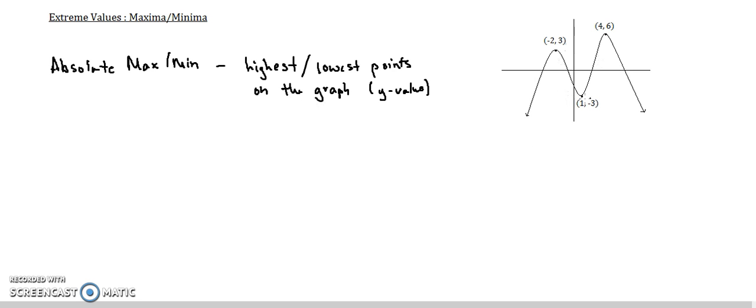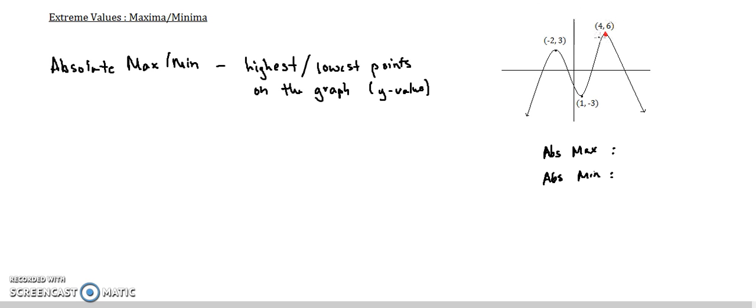So let's look at our example over here, this graph that I have drawn, and let's talk about the absolute max and absolute min for this graph. Okay, so absolute maximum, we're looking for the highest point on this graph. So where is the highest point? Well, this is a high point, but it's not the highest point because there are other ones above it. So not this one, but this one right here, that is the highest point on the graph. There is no part of the graph that goes above it.